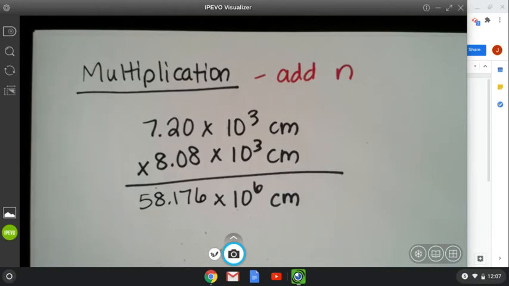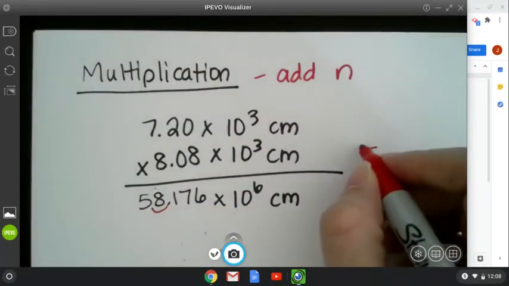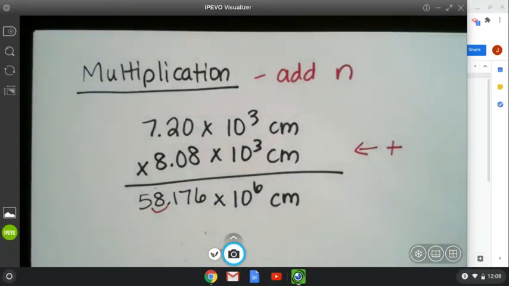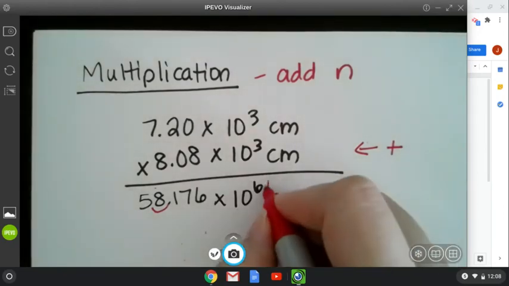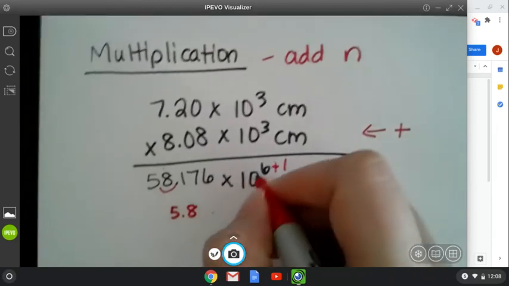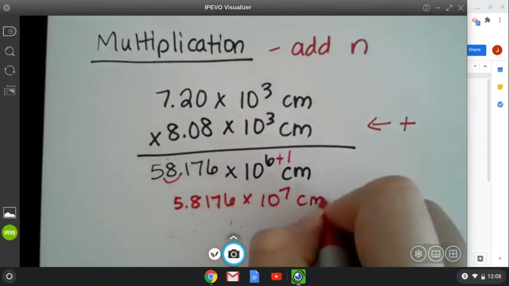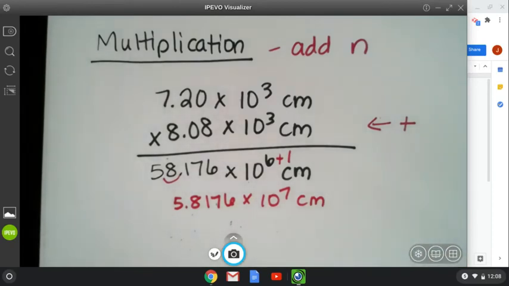So the first thing I need to do is my decimal place is not in the right place. So I need to move this way. Again, if we move this way, we're going to add to our exponents. So I'm going to add 1. So that would be 5.8167 times 10 to the 7th centimeters. But I'm not done, because the last thing I need to look at is sig figs.